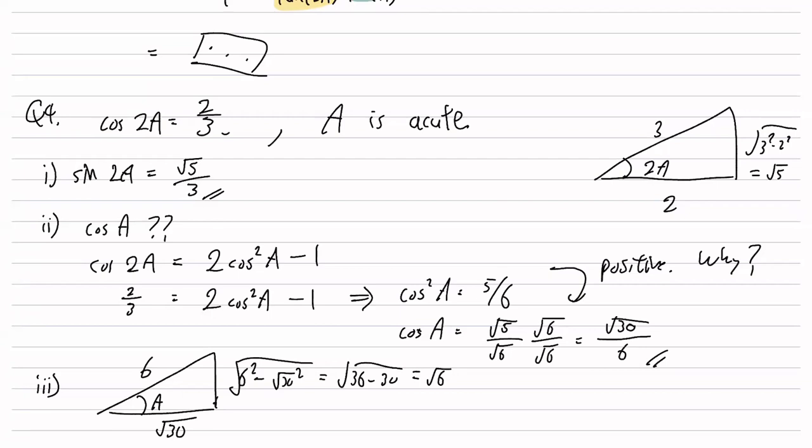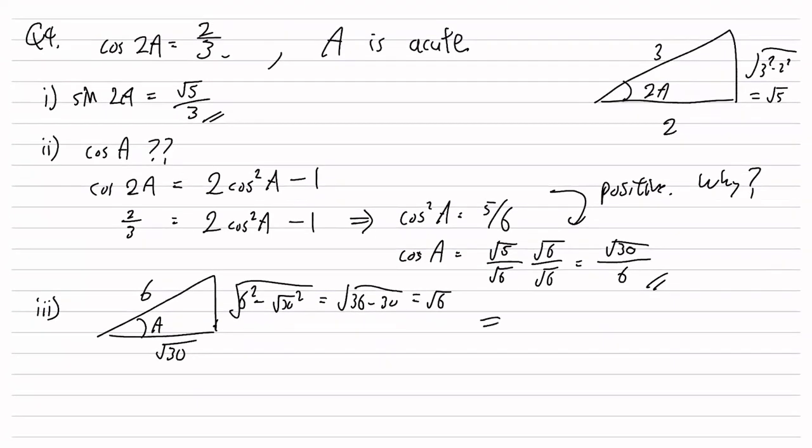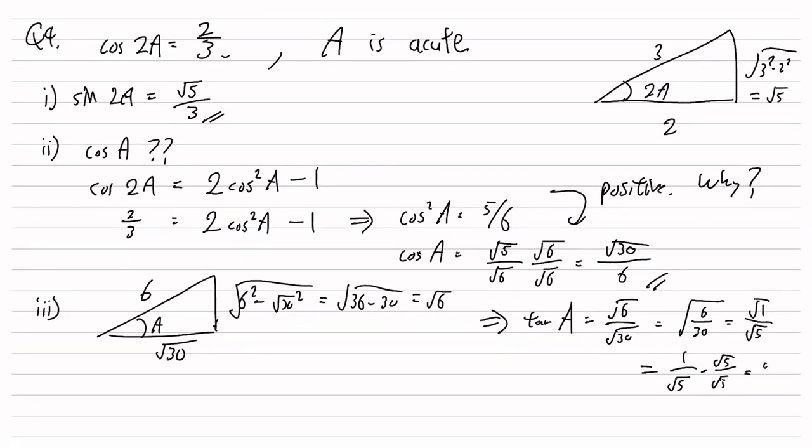Then what is the tangent of A? Tangent A must be opposite over adjacent. So square root 6 over square root 30. Combine into a single square root 6 over 30. What's 6 divided by 30? 1 over 5. So square root 1 over 5. You can split out as square root 1 over square root 5, which is 1 over square root 5. You can rationalize, multiply top and bottom by root 5. You're left with root 5 over 5. Is that okay? That is part 3.